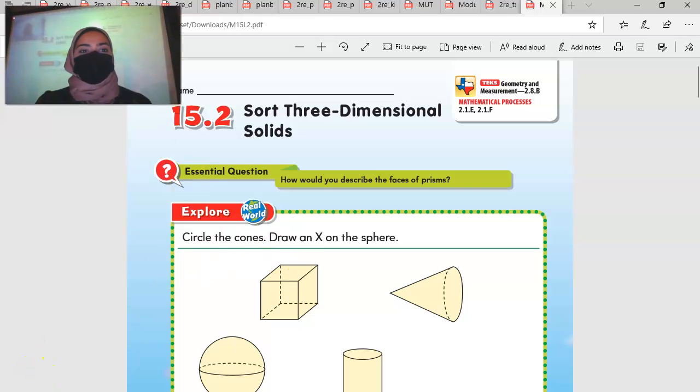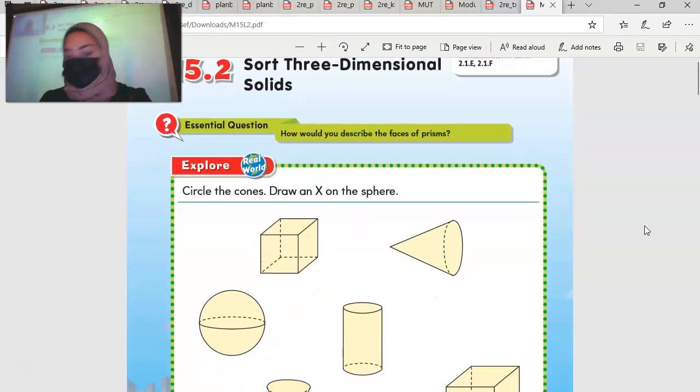Welcome. Hi, everyone. Here's your lesson for today, Math 15.2. All right, we're working on sorting three-dimensional solids.